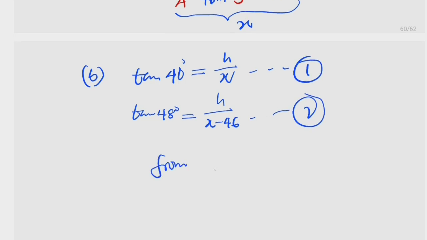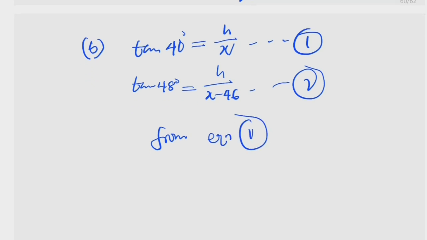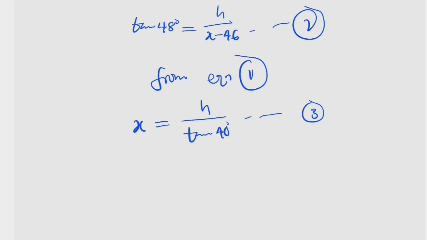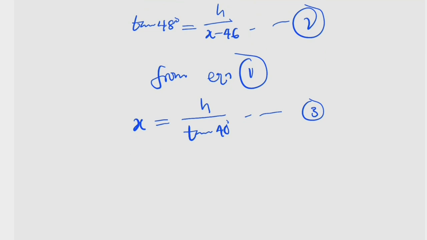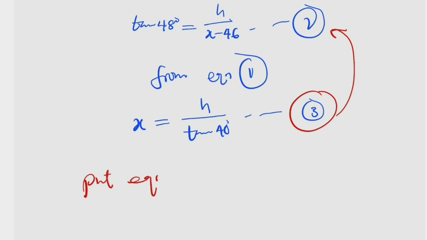So from equation number 1, you can switch tangent of 40 and x. So x will be equal to h divided by tangent of 40 degrees. This is our equation number 3. So now I would like to substitute equation 3 into equation number 2.